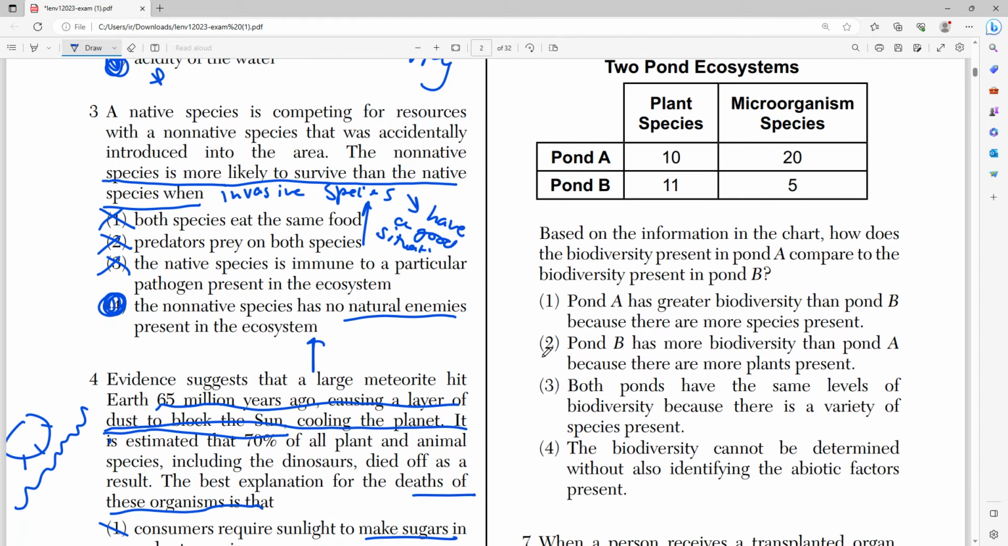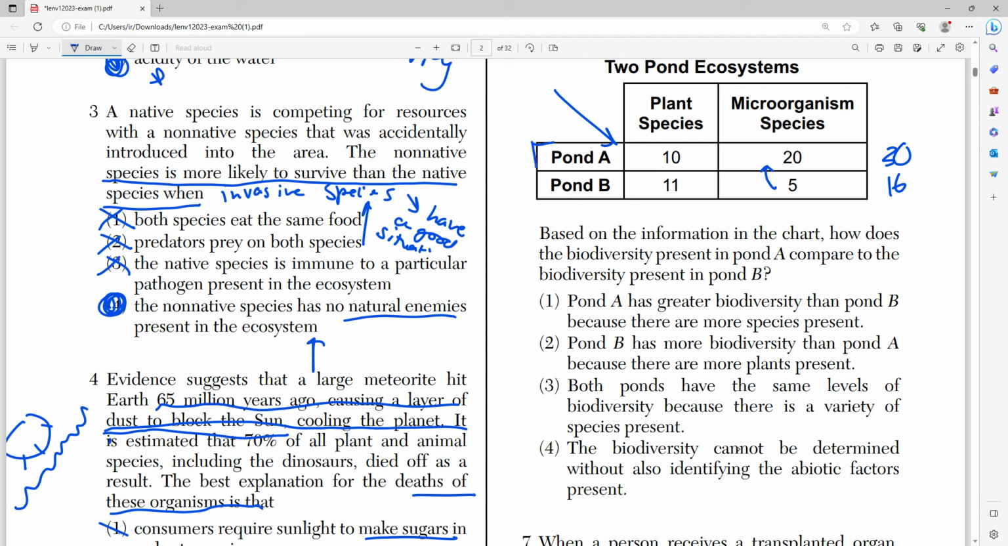Based on the information provided in the chart, how does the biodiversity in pond A compare to the biodiversity present in pond B? If we look here, the biodiversity in pond A is much, much bigger. Just look at the amount of microorganism species. 4 times the amount of microorganism species are found in pond A. In total, this pond has 30 species, both plant and microorganisms. Pond B only has 16.